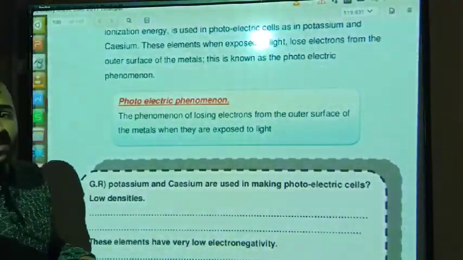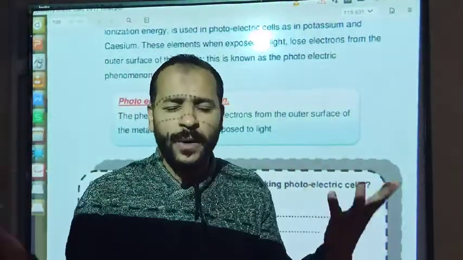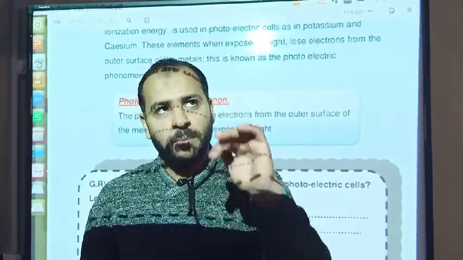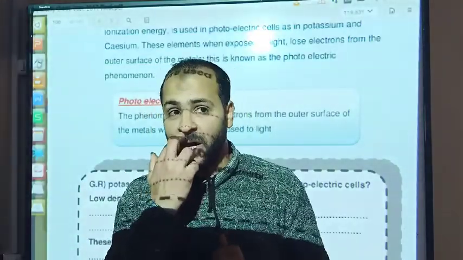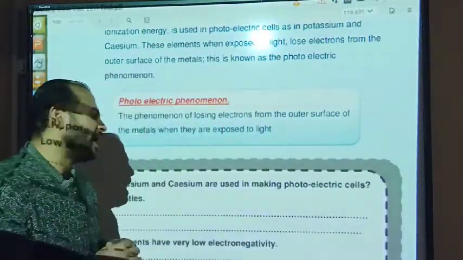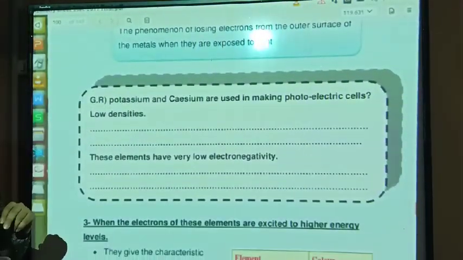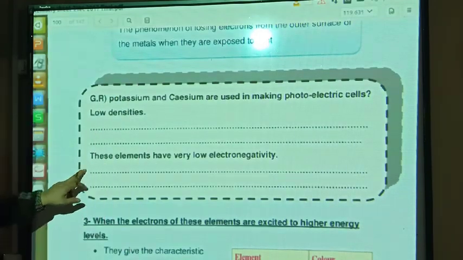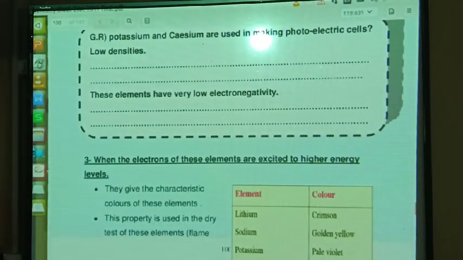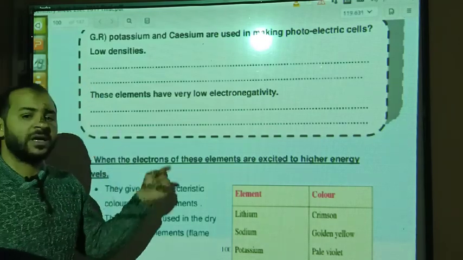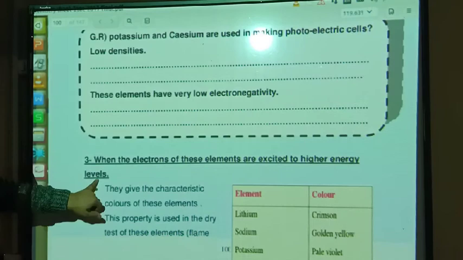Okay, and they have large size. What about their density? The density, as you remember, equals mass over volume. If we have large volume, the density will decrease. So alkali metals have low densities. Why? Because they have large atomic size. These elements have very low electronegativity. The same answer: because they have large size and low attraction force.